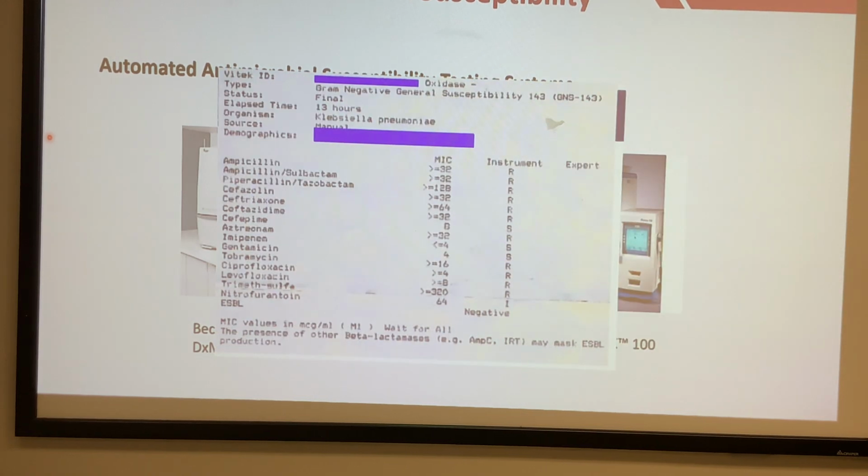And this is one example of a lab report you're going to get from one of these automated systems. What you're going to get from here is to understand how you can use MIC as a method to define which antibiotics are susceptible and which are resistant.